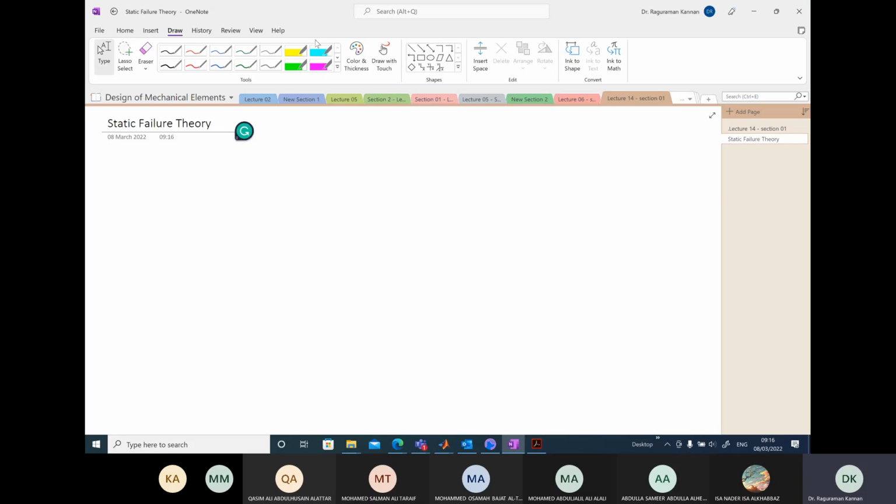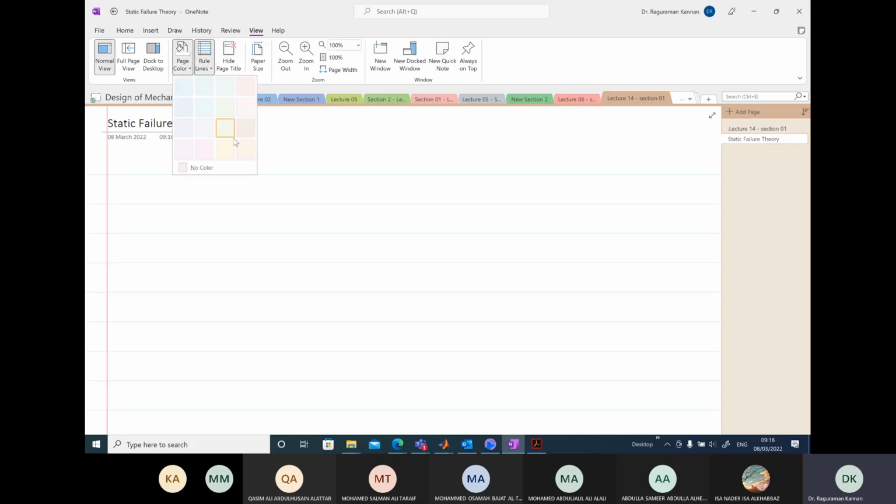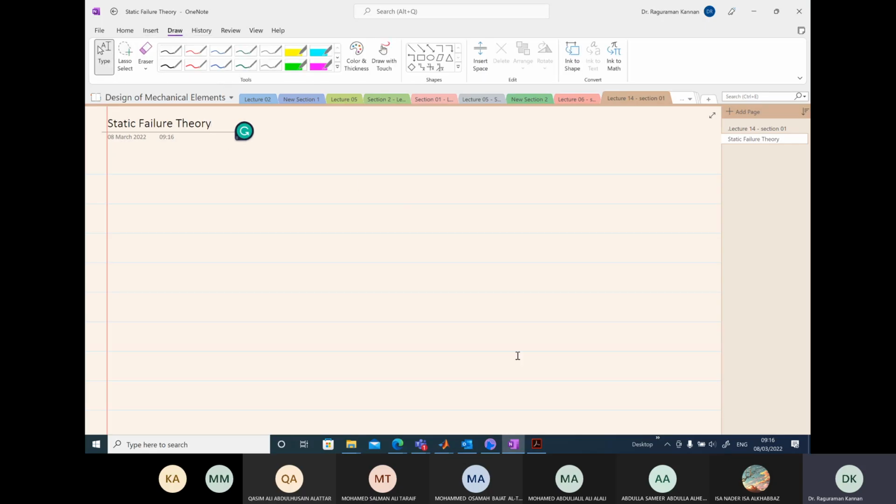So what is static failure theory? First we need to define clearly what is statics and what is a failure theory. Okay, so let's go to the definition of the word statics. Can one of you tell me what is statics? What is statics? Anybody? Something that doesn't interface with motion. So lack of motion. Okay, so no motion.